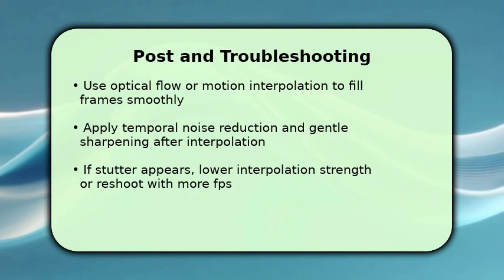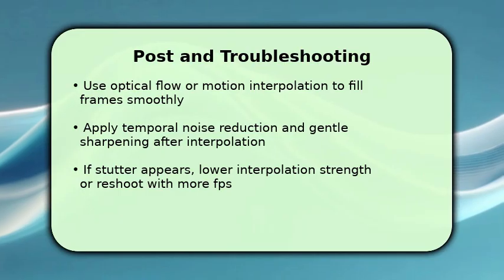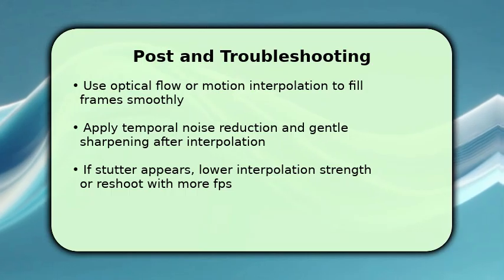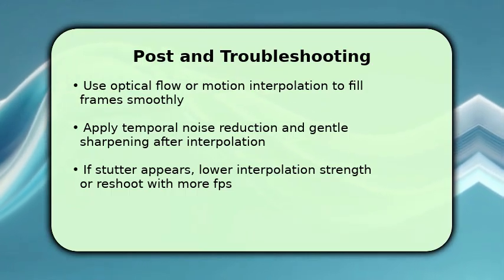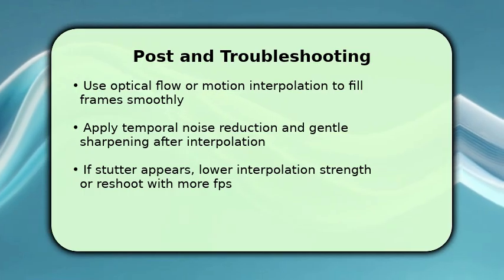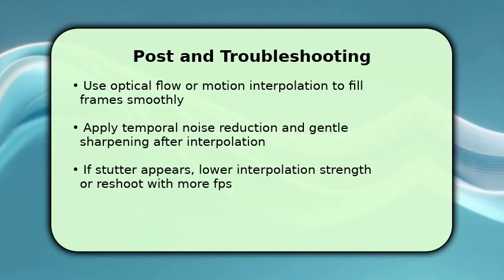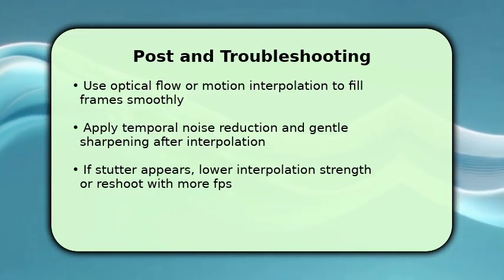You finish in post. Import at native FPS, then conform timeline to playback speed you want and use optical flow or motion interpolation to create intermediate frames for smooth slow motion. After interpolation, apply temporal denoise to reduce flicker and then mild sharpening to recover detail. Export at a high bitrate to preserve quality.